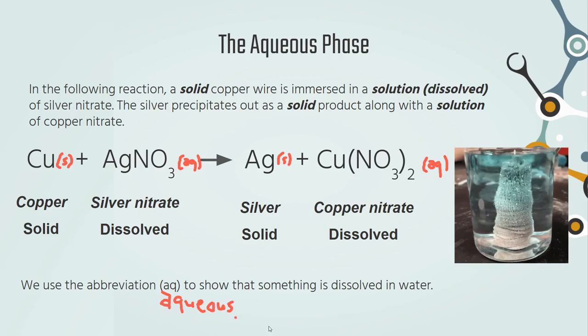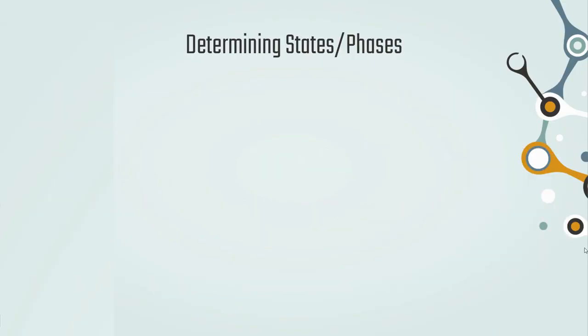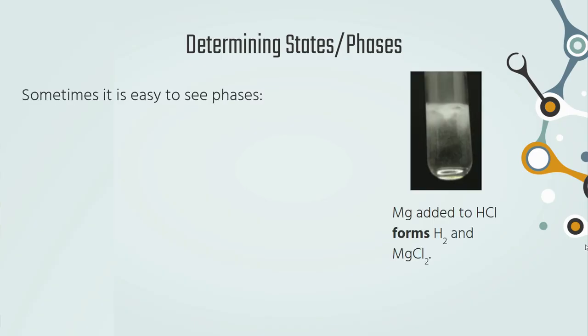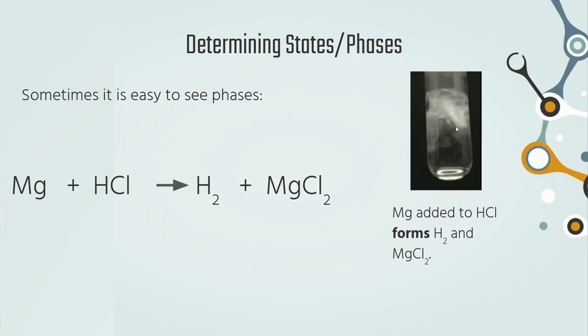Now, these are pretty straightforward examples, but really when it comes to determining states and phases, sometimes it's easy. For example, if we add magnesium to hydrochloric acid and form hydrogen gas and magnesium chloride, we can see that solid magnesium metal bubbling around in that solution. And the bubbles are that hydrogen gas. So we could label the magnesium, it's solid and we see it. We could label the hydrogen, it's a bubbling gas, so we know it's going to come out as a gas. But the clues as far as HCl and MgCl2, they're a little bit more difficult.